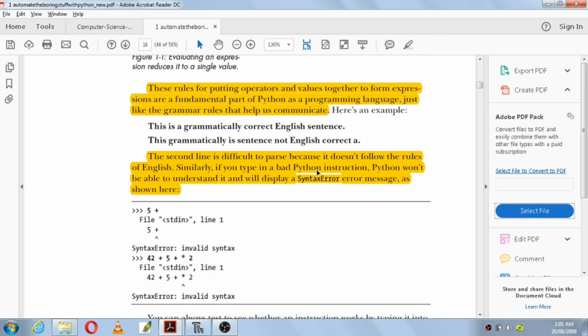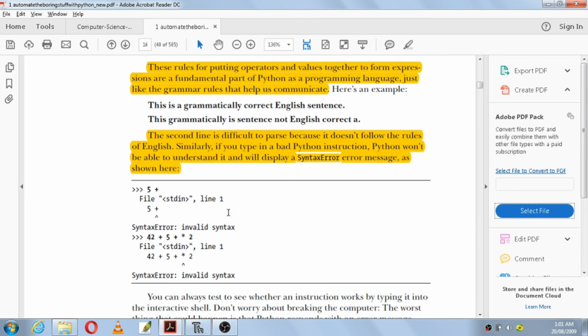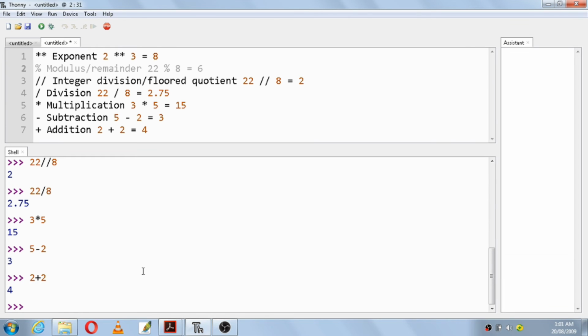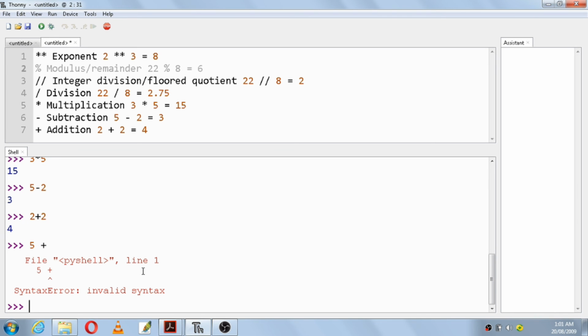Similarly, if you type in a bad Python instruction, Python won't be able to understand it and it will display a syntax error message, as shown here. For example, 5 plus. You have given one value and one operator, but after this operator there has to be one more value. If you don't give that value, then it is known as an error. For example, I'll write it here, 5 plus. Obviously it will give a syntax error, invalid syntax, because after plus you have to put some value. So if you don't know how to write expressions, then obviously it will result in syntax errors.